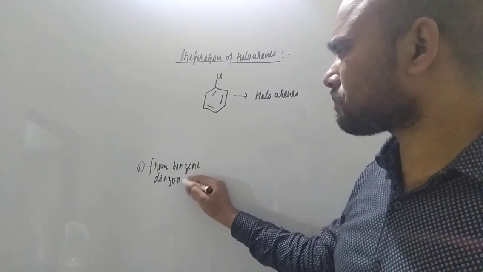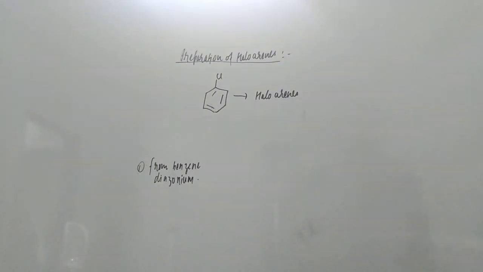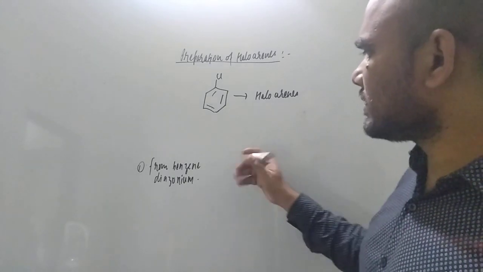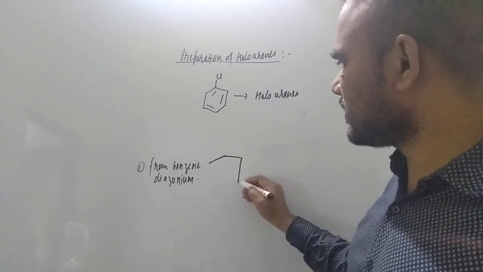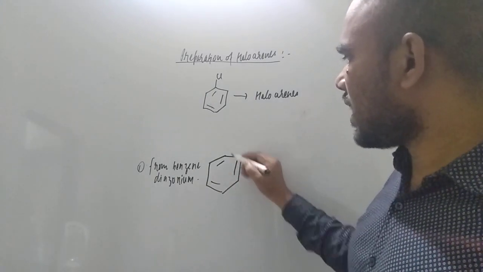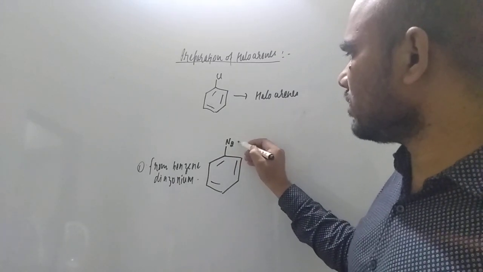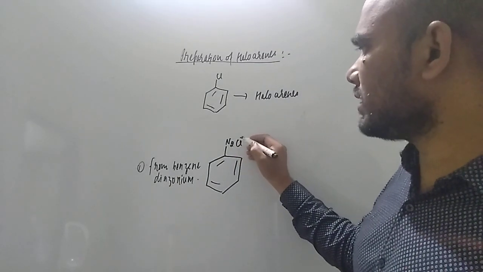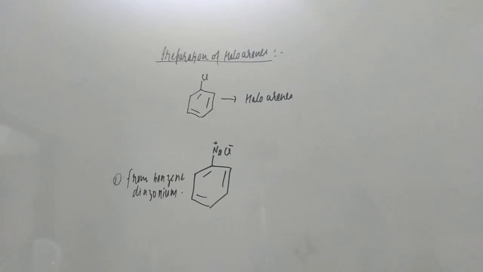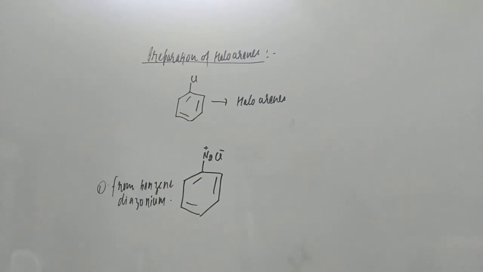So student, what is benzene diazonium chloride? First of all, we have to understand it. This is the benzene ring, and this benzene is attached with the diazonium group, diazonium chloride, N2Cl. So Cl is minus, and this will be the positively charged. This compound is known as benzene diazonium chloride.